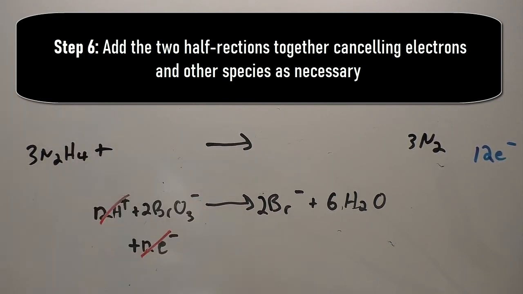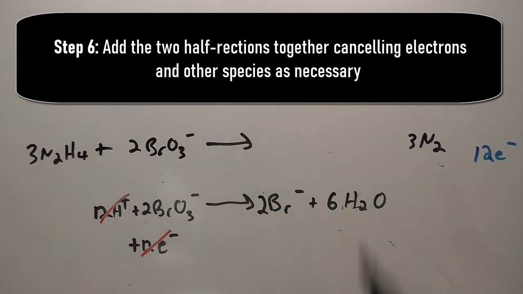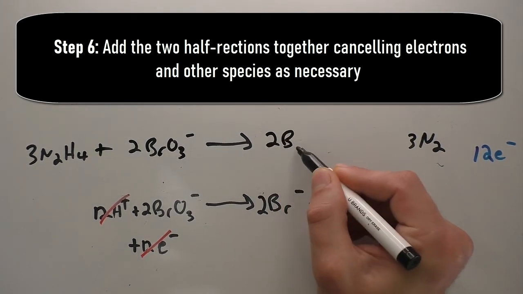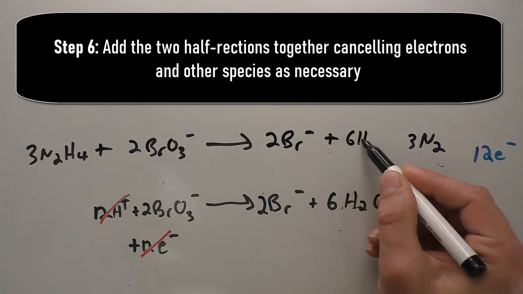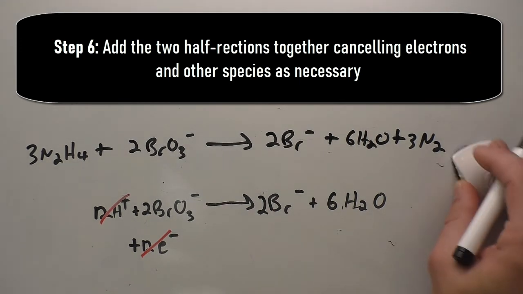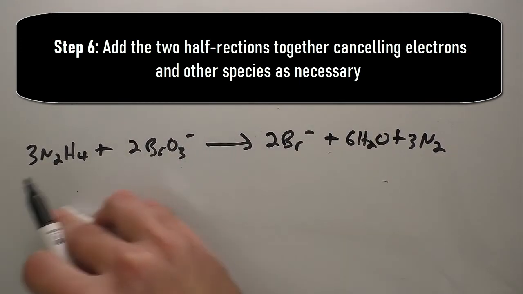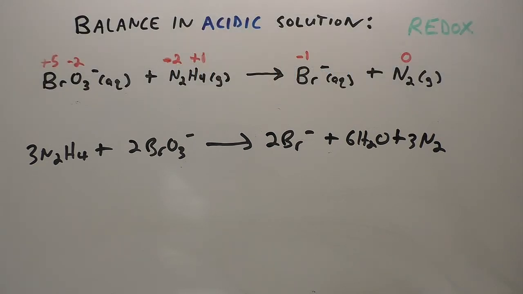So I have my 3 N2H4s plus my 2 bromate ions, 2 BrO3 minuses, reacting to produce my 2 bromide ions, plus my 6 waters, and then my 3 nitrogens, right? 3 diatomic N2s. So this is the combined equation, upon adding those 2 half reactions together and canceling both the electrons and the H pluses.